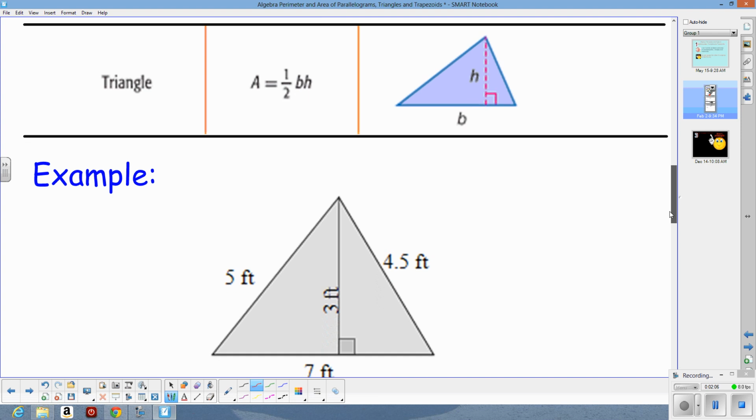Next up, we have a triangle. A triangle is half of a parallelogram. So since a parallelogram is base times height, a triangle is base times height times 1/2. Or some people prefer to think of it as base times height divided by 2.